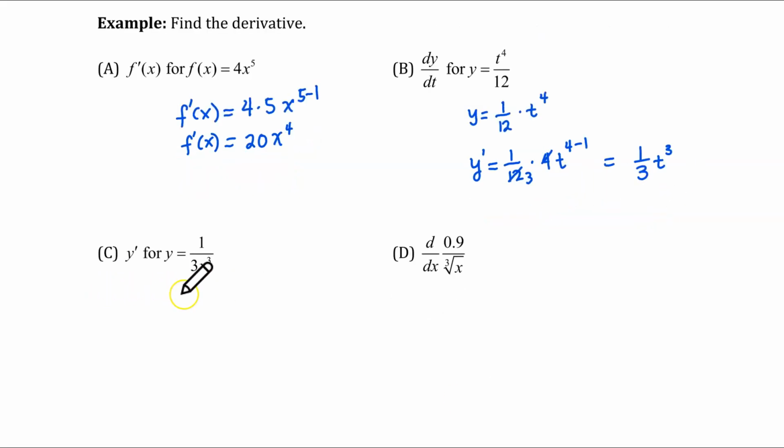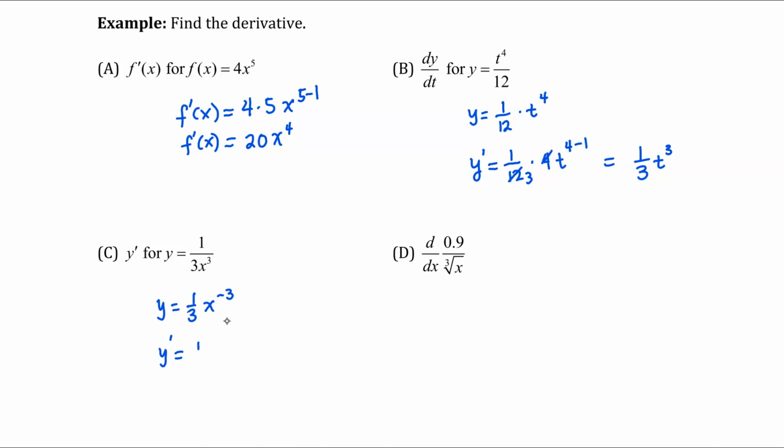Now for the third function, before we can differentiate this, we will have to rewrite our y first as 1/3 x to the negative 3. So you have to bring this expression here in the numerator so you can use the power rule. Then, after you've rewritten this, you can now find the derivative using the constant multiple property.